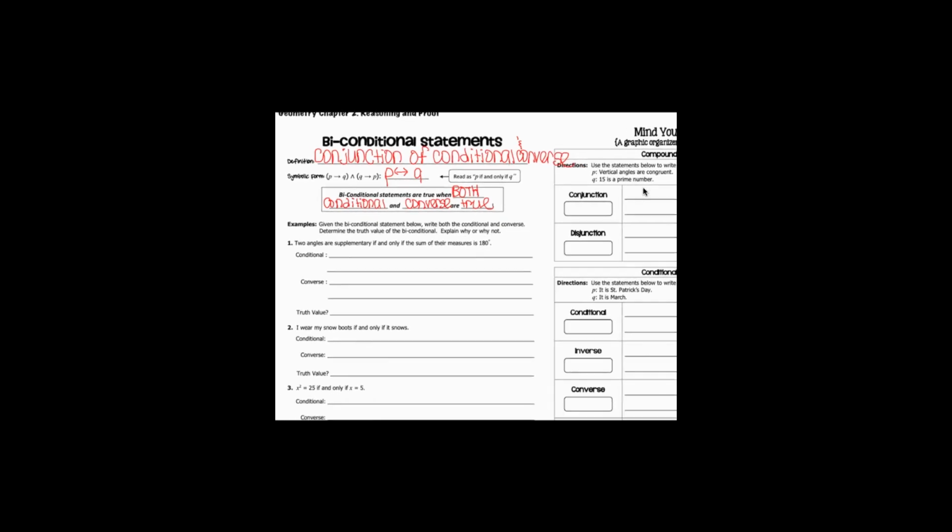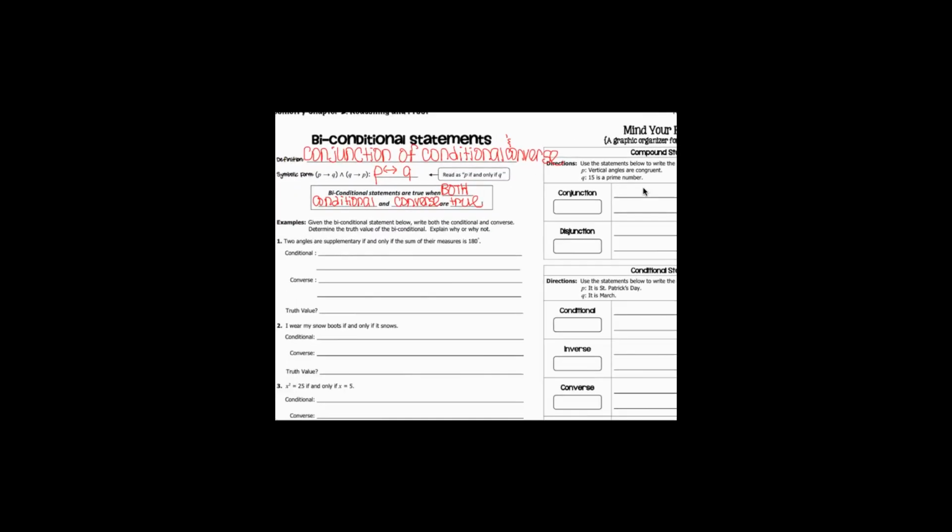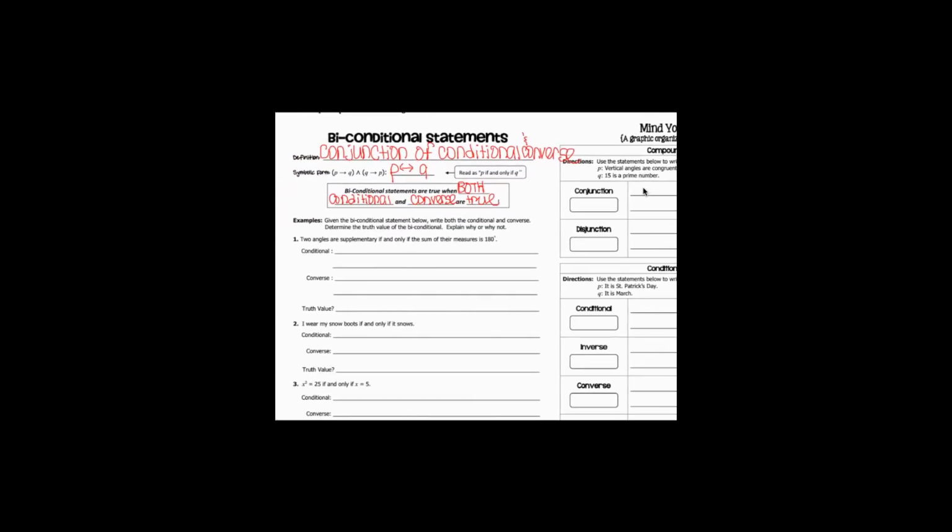Okay, so an example here, two angles are supplementary if and only if the sum of their measures is 180 degrees. So they want us to write out the conditional statement, so that's just the regular if P then Q. So I would say if two angles are supplementary, then the sum of their measures is 180.